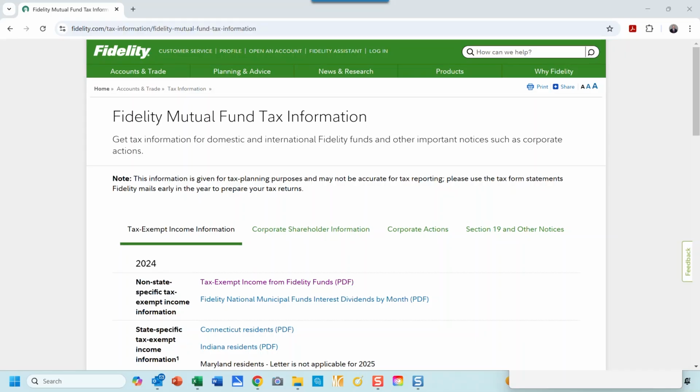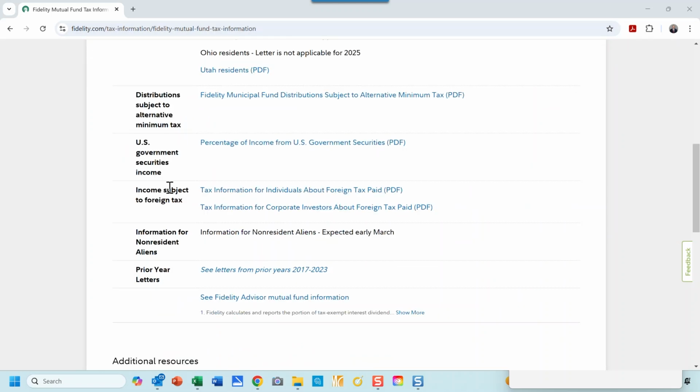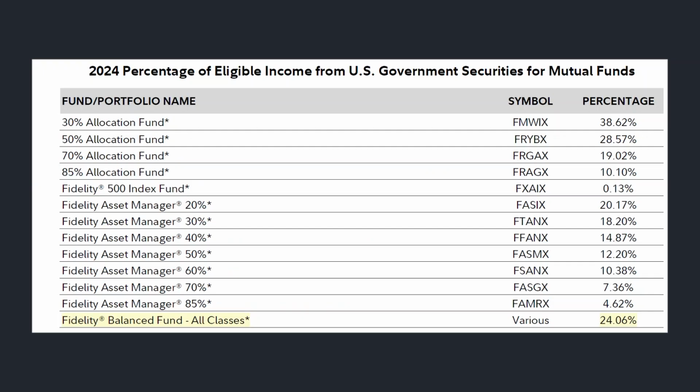Let's say you have investments at Fidelity. You need to go to Fidelity's tax information page, scroll down, and click on the file that says percentage of income from US government securities. When you open the file, this is what you're going to see: a list of Fidelity funds, the symbol, and then the percentage of the dividend that came from US government securities. I've highlighted an example here, the Fidelity Balanced Fund. In 2024, 24.06% of the fund's dividend came from US government securities. That means that 24% of the fund's dividend should be state tax exempt.